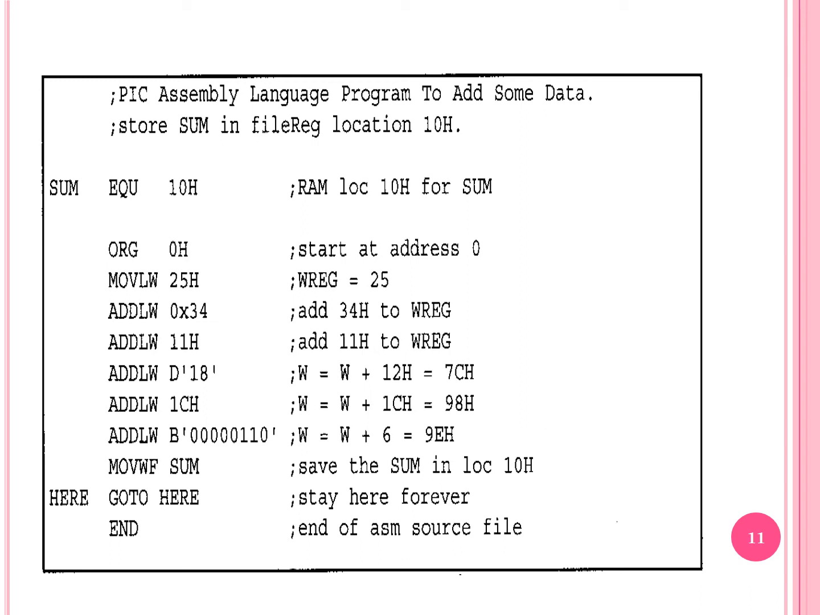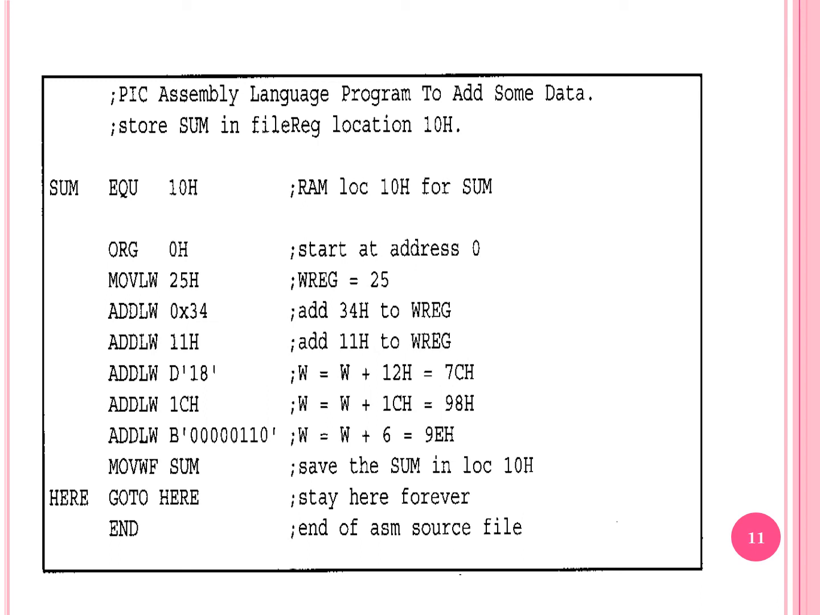Now I have written MOVWF sum. Whatever is in the W register now is to be transferred to F. MOVWF file register. The file register is located at address 10H and that 10H address is labeled as sum. So using the equate directive, EQU directive, we have named that file register RAM location as sum. Therefore the instruction is written as MOVWF sum.